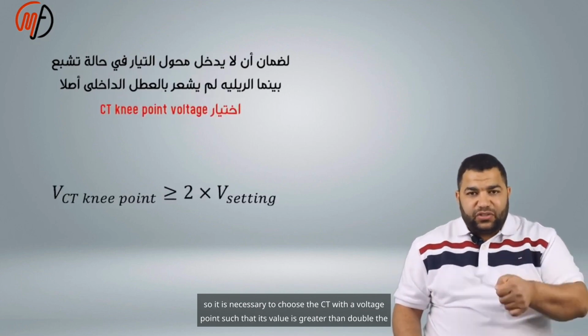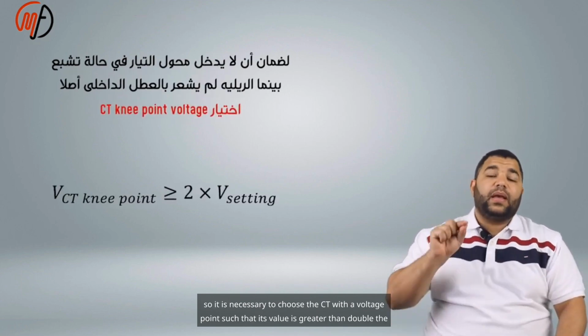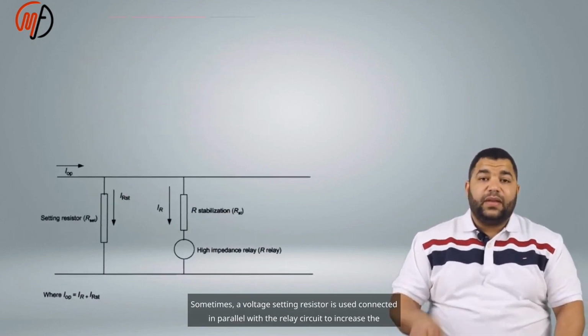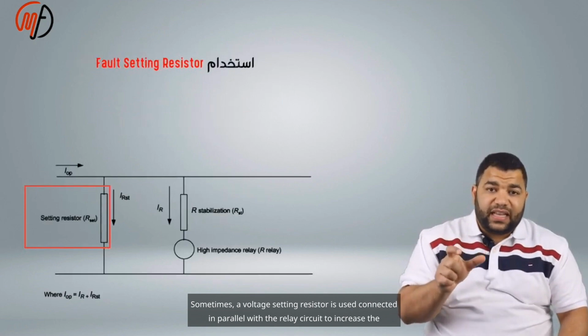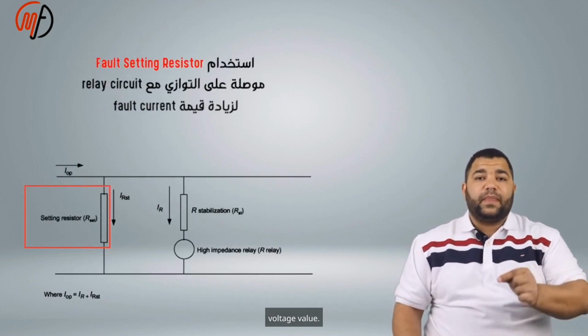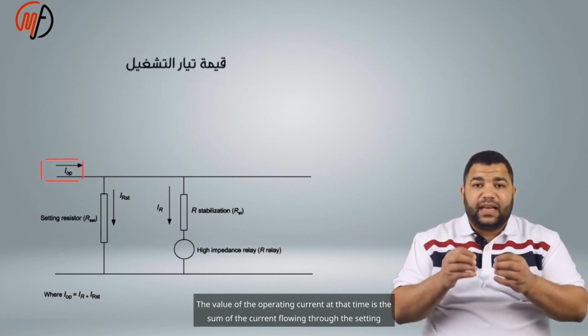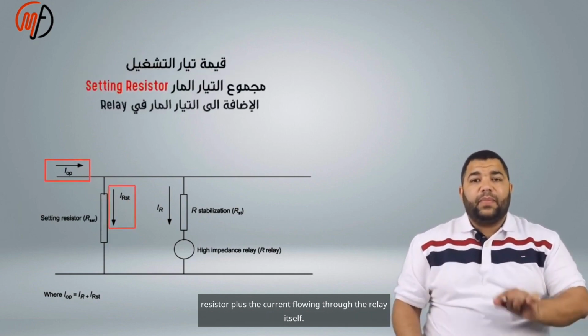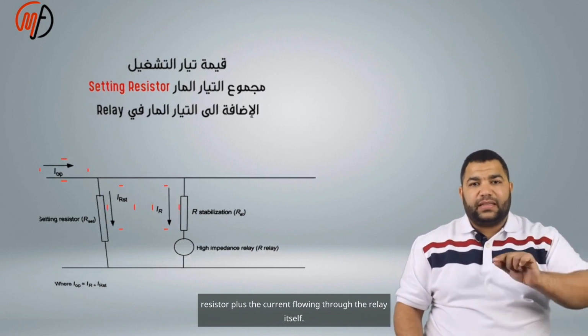So it is necessary to choose a CT with a knee point voltage greater than double the voltage setting. Sometimes a voltage setting resistor is used, connected in parallel with the relay circuit, to increase the voltage value. The value of the operating current at that time is the sum of the current flowing through the setting resistor plus the current flowing through the relay itself.